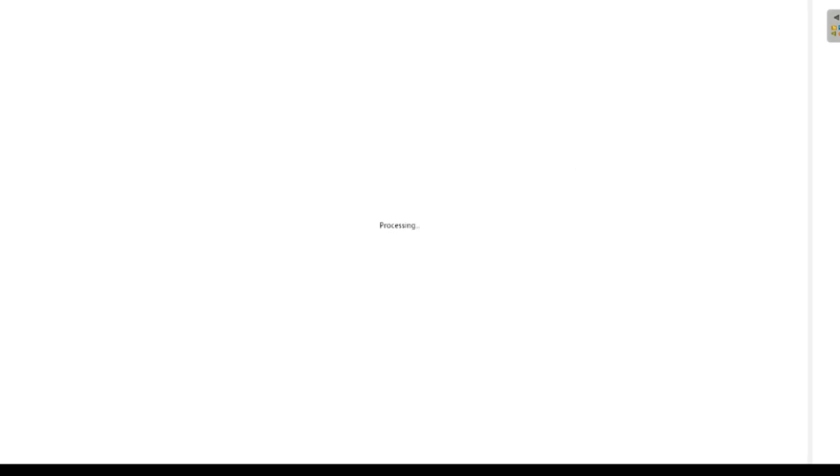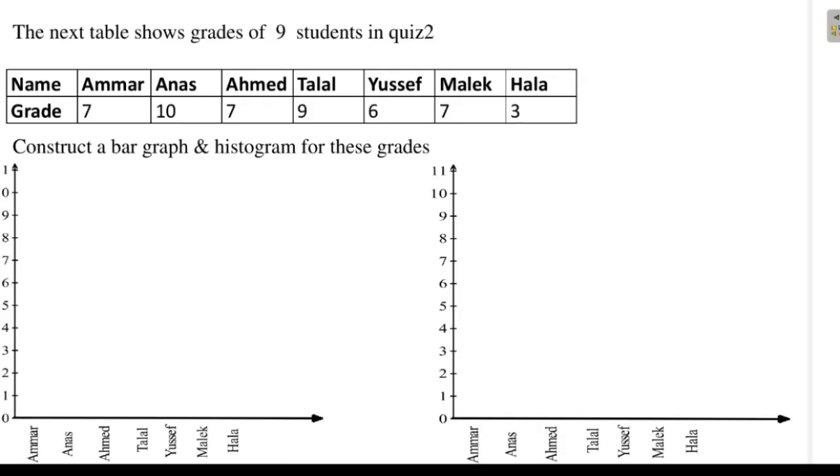Let's continue. The next table shows grades of 9 students in quiz 2: Ammar, Anas, Ahmad, Talal, Yusuf, Malik, Hala. Then construct a bar graph and a histogram. First one, a bar graph and histogram.